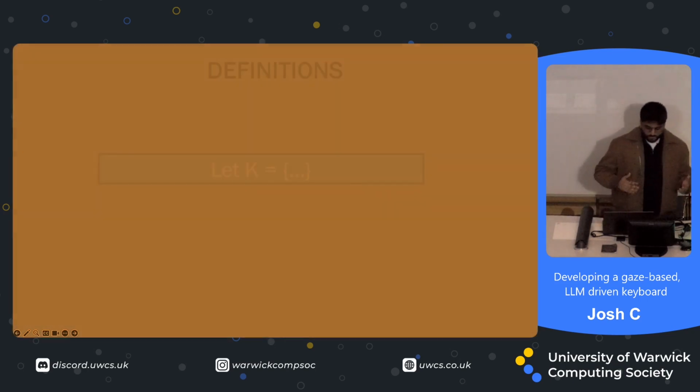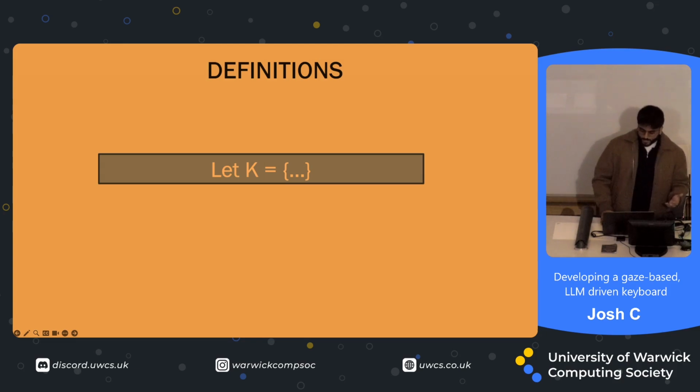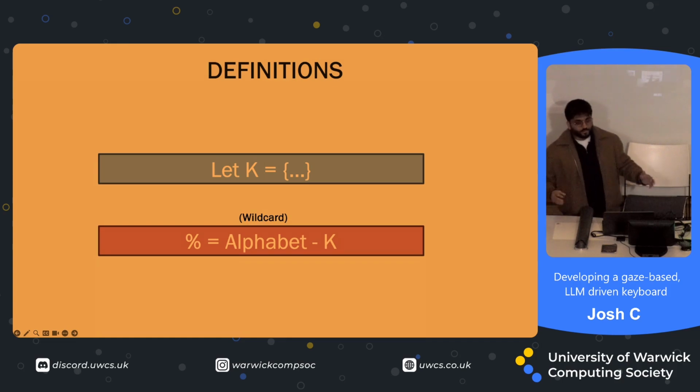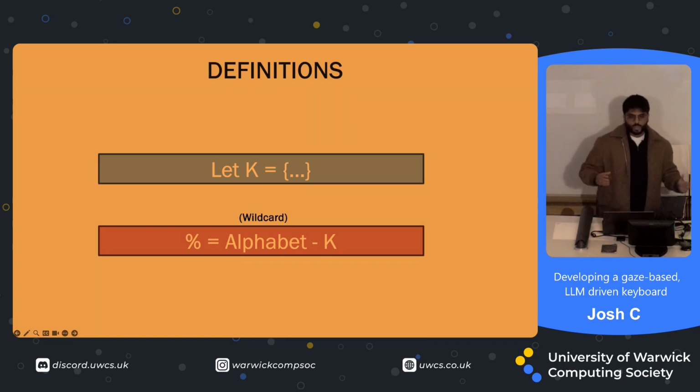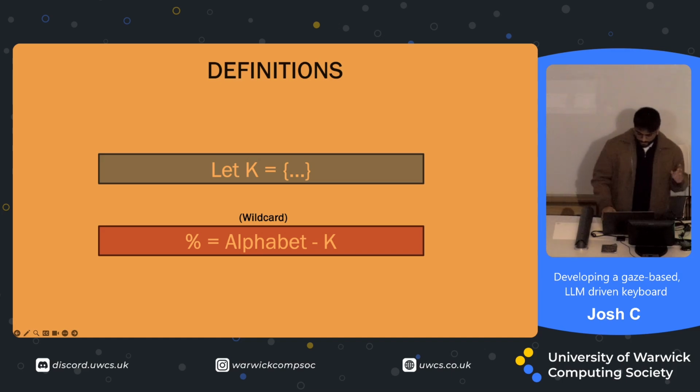So let's go through some definitions. Let's just say K is this keyboard with a reduced character set. And let's introduce this concept of a wildcard. A wildcard is going to represent every character in the alphabet, but not in K. That's quite an important definition, that one. Just keep that in mind.